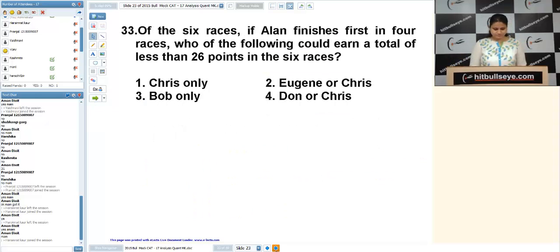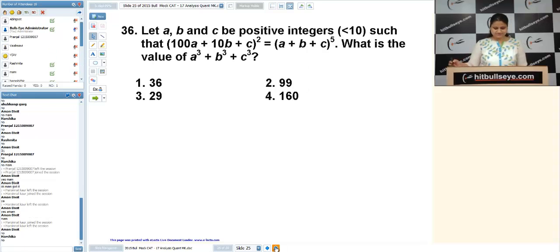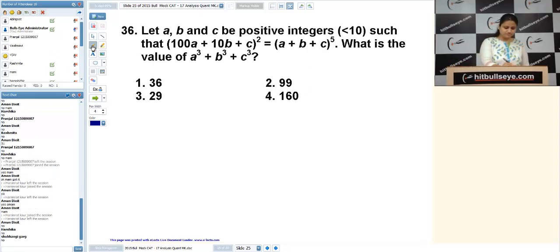Okay, let us move. Any problem in these questions? Now, coming to 35th, that is the remainder question. Any problem in this? Yes, any one of you? Okay, let us move.